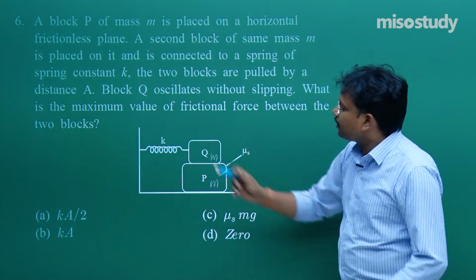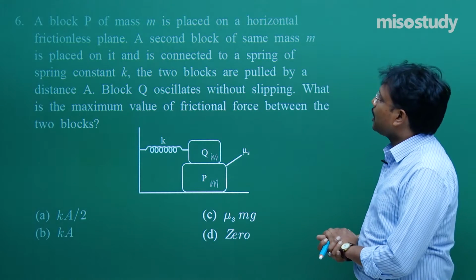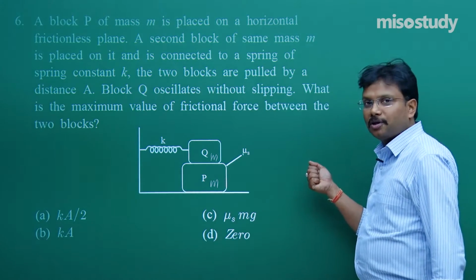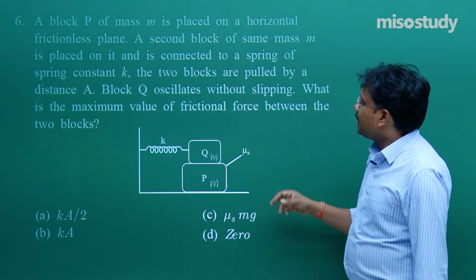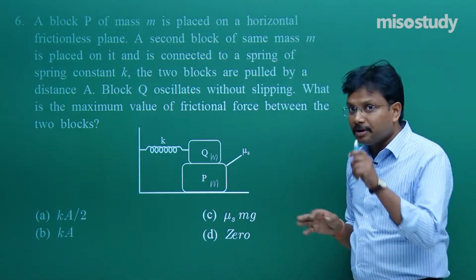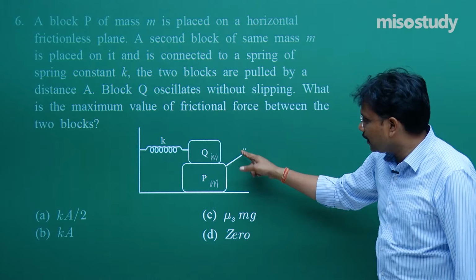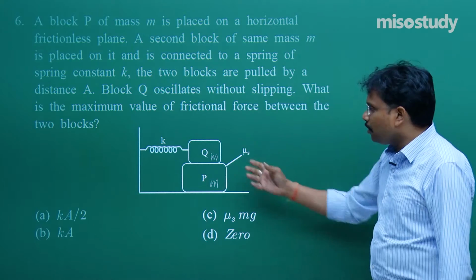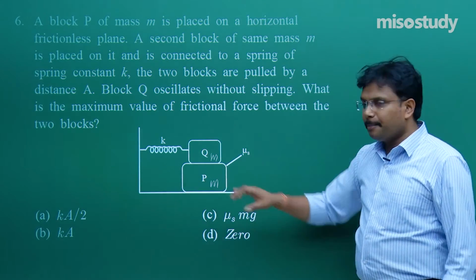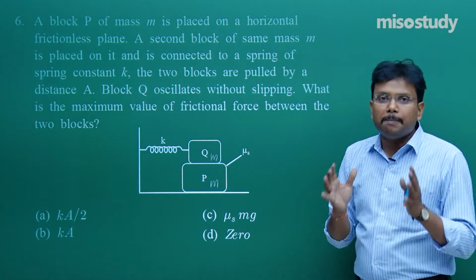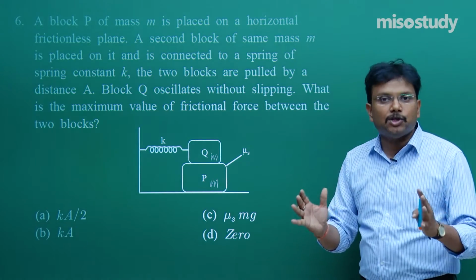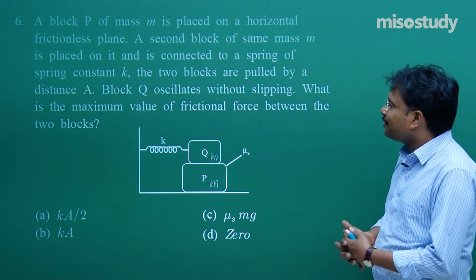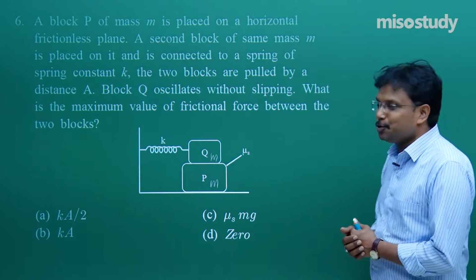Now this upper block is connected with a spring. The two blocks are pulled by a distance a, like this. Block Q oscillates without slipping. The reason is that the coefficient of friction between the Q and P surfaces is present, so because of that force of friction, Q and P will remain in contact up to a specific amplitude value. What is the maximum value of frictional force between the two blocks?